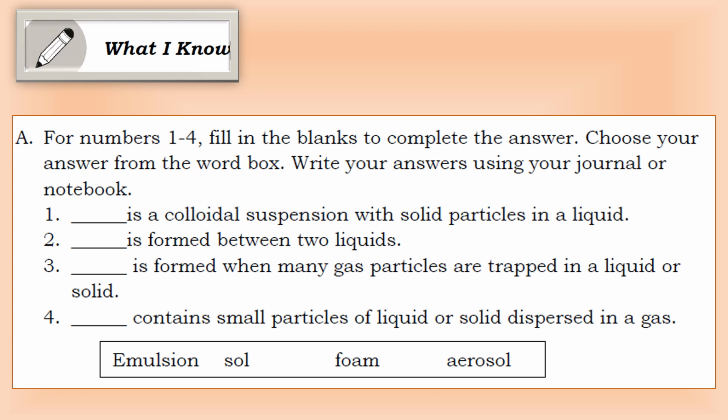For number 1, blank is a colloidal suspension with solid particles in a liquid. Number 2, blank is formed between two liquids. Number 3, blank is formed when many gas particles are trapped in a liquid or solid. And number 4, blank contains small particles of liquid or solid dispersed in a gas. Answer.